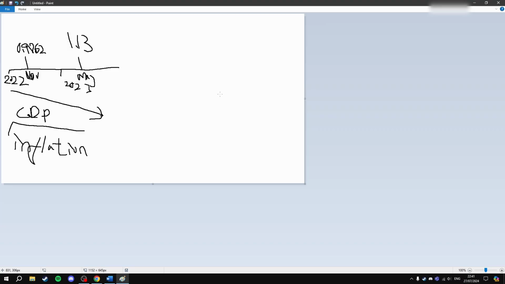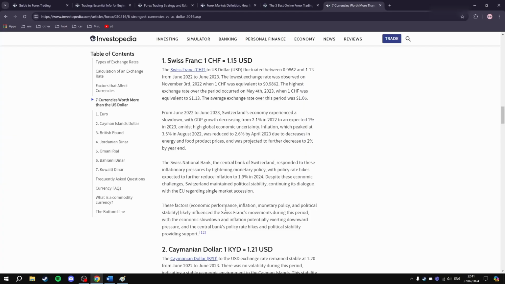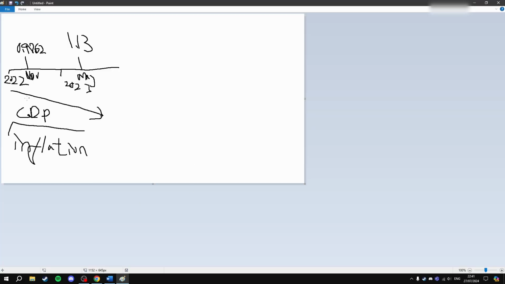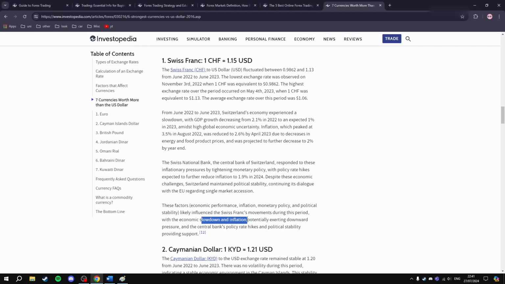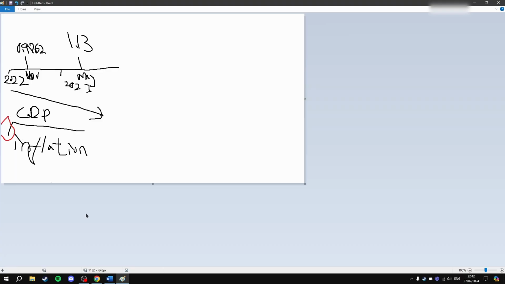But if GDP's gone down, that means this country is being less productive than before, with the economic slowdown and inflation potentially exerting downward pressure, and the central bank's policy rate hikes and political stability providing support. Right, okay, so this is what's potentially exerting downward pressure. This bit here where it's increasing to an all-time high, did they say it was? Increasing to 3.5% basically before. So that bit has gone up.